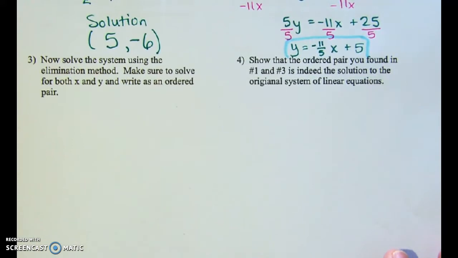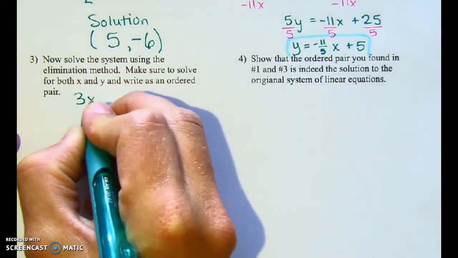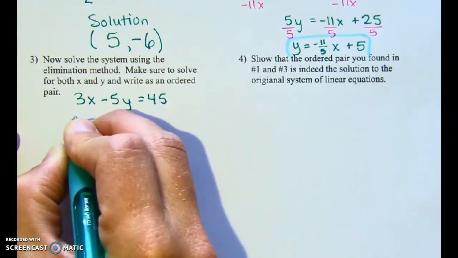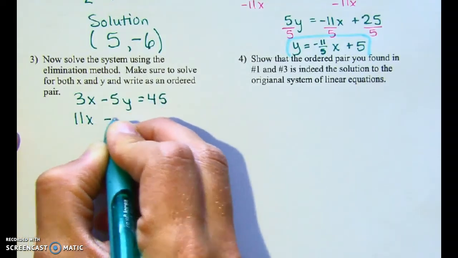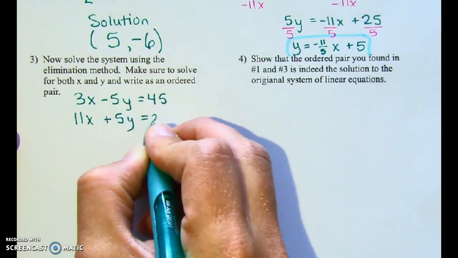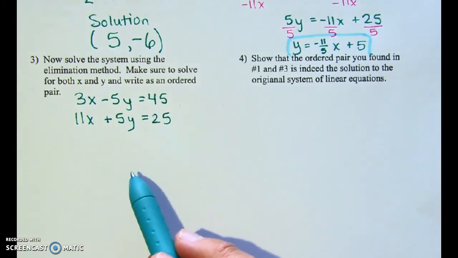Question 3 says, now solve the system using the elimination method. Make sure to solve for both x and y and write as an ordered pair. Here we go. So we're going to line them up again, and we're going to eliminate one of the letters. So what do you want to eliminate, the x's or the y's? What would be easiest?